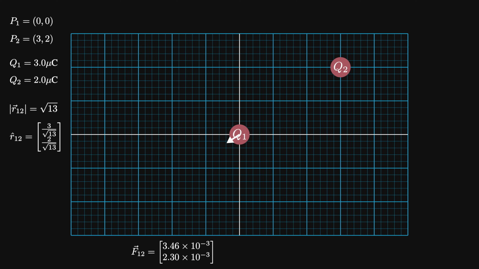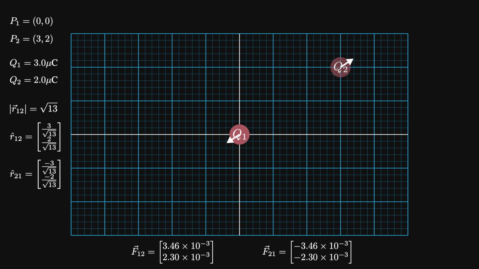Alongside the force on Q1 due to Q2, we also want the force on Q2 due to Q1. If you apply the same working to this force, F21, you'll find that the magnitude is exactly the same, and that the only difference is the direction, which points exactly in the opposite direction of the force F12. This is because the direction r hat 2,1 is always minus r hat 1,2.